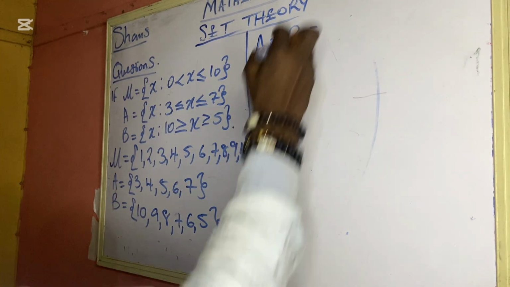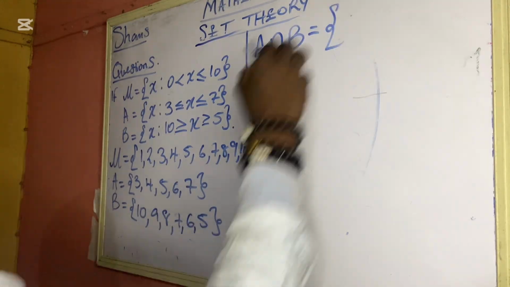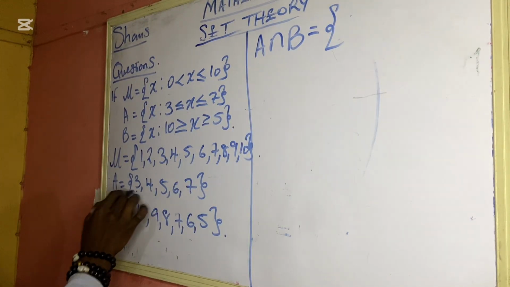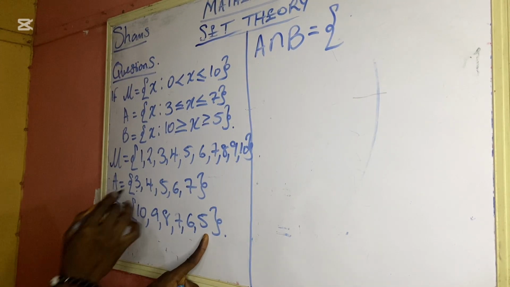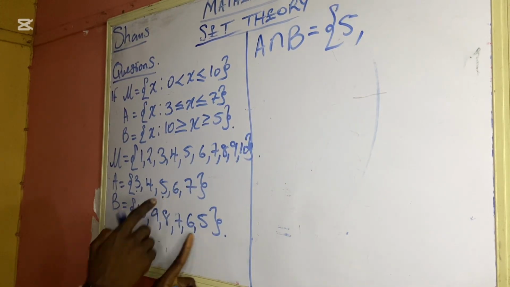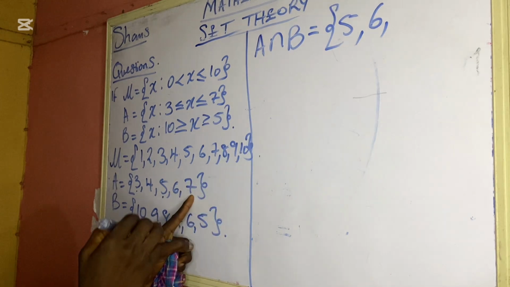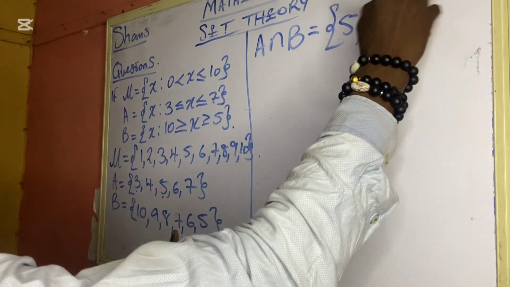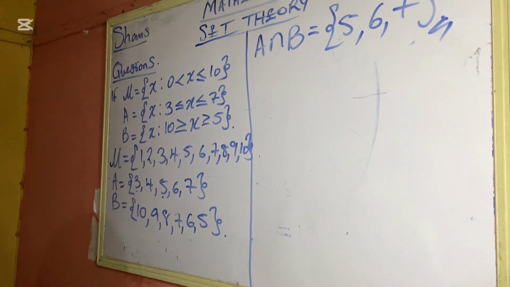The elements that are common in set A and set B will be, we have 3 here, there's no 3 here, starting with 5. So we have 5 here, there's 5 here. So the first one is 5. The next one is 6, we have 6. The next one is 7, and we have 7. Then we are done: 5, 6, 7.